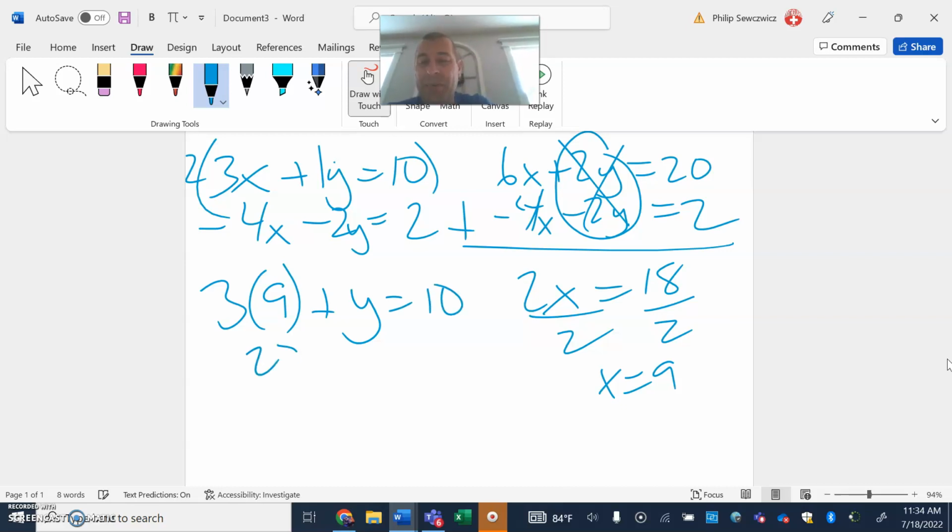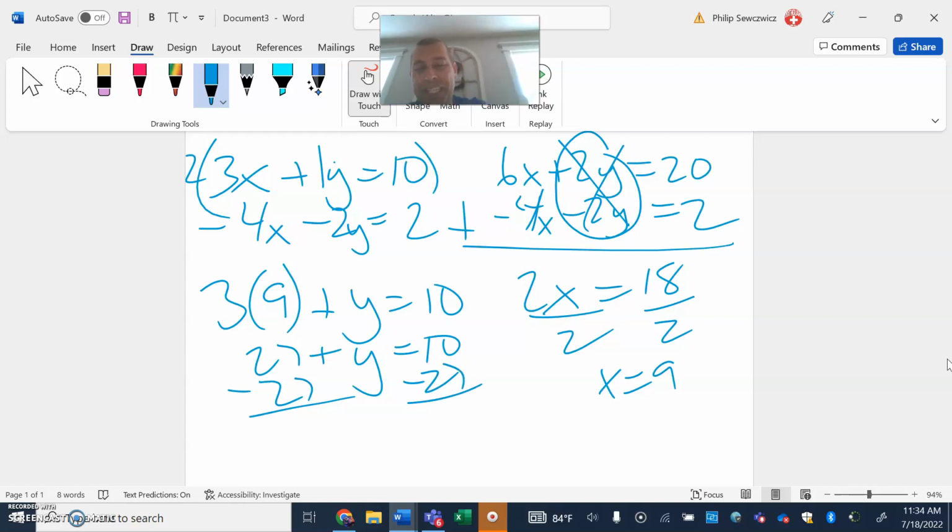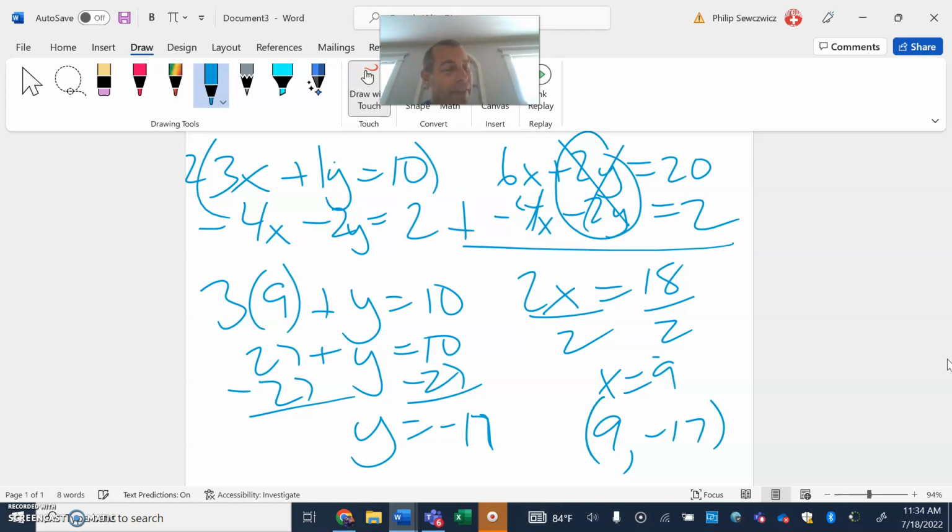3 times 9 is 27. And then when I subtract my 27 over, the y is already by itself. And that makes our life a little bit easier. y equals negative 17. And there we are. So our answer is the ordered pair 9, negative 17.